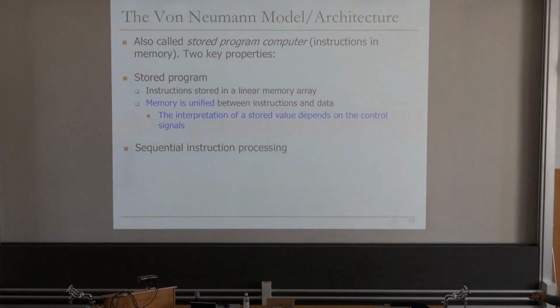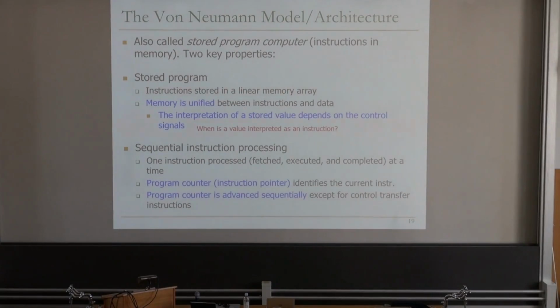Instructions are stored in a linear memory array, and the interpretation of a stored value depends on the control signals, as we've seen in digital circuits. The other really interesting part is the sequential instruction processing. A value is interpreted as an instruction whenever you fetch it, when the program counter points to it. Otherwise, it's interpreted as something else when you actually try to fetch the data.